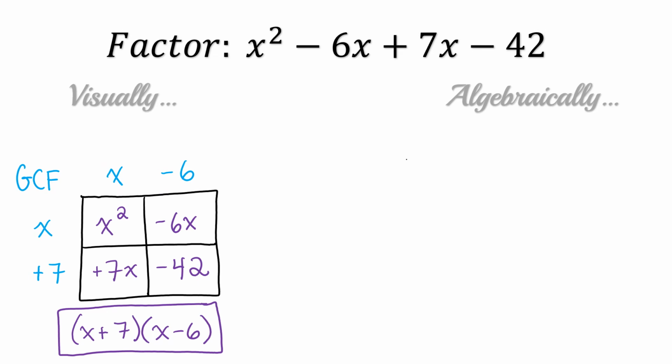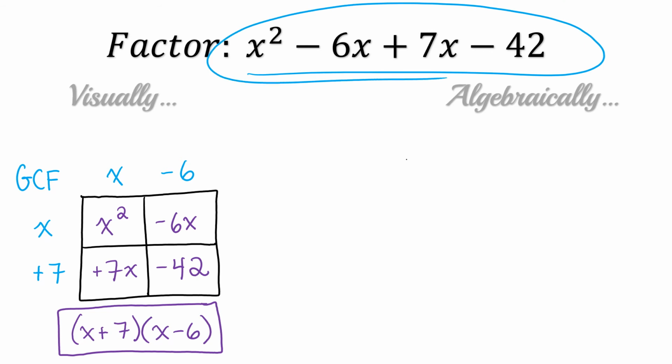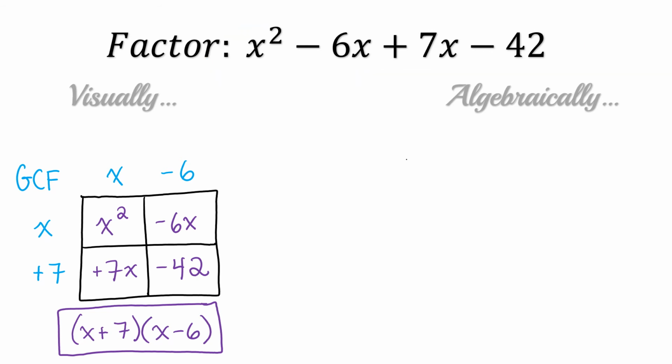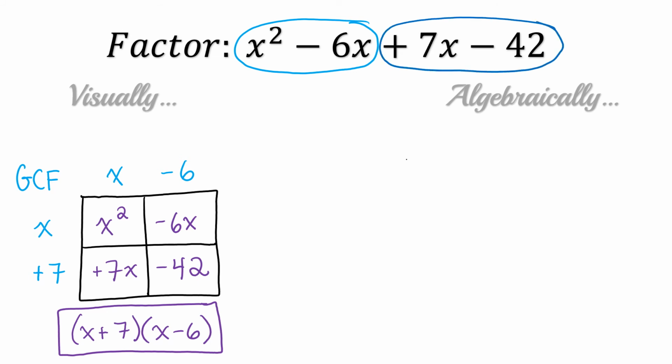Now let's look at this using the grouping method. So we'll want to split our expression into two groups. So we'll have one group, which is x squared minus 6x, and another group, which is plus 7x minus 42. So that gives us the quantity of x squared minus 6x plus the quantity of 7x minus 42.